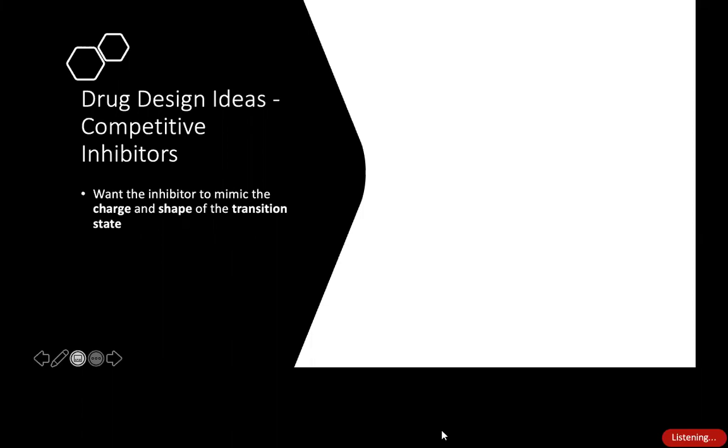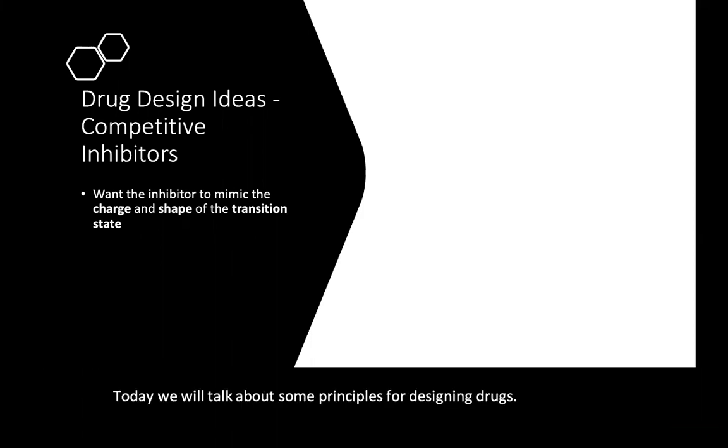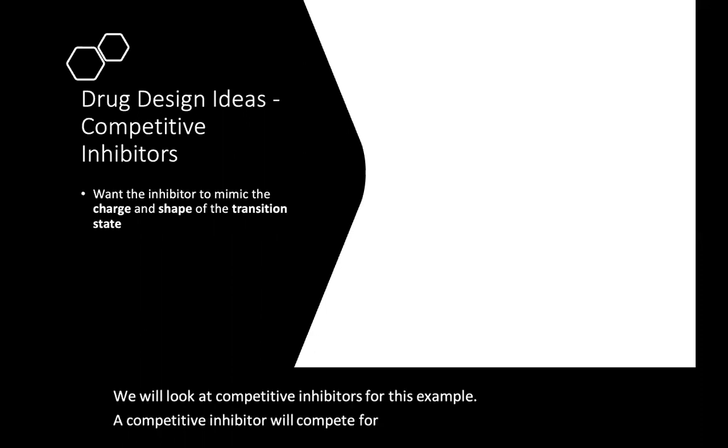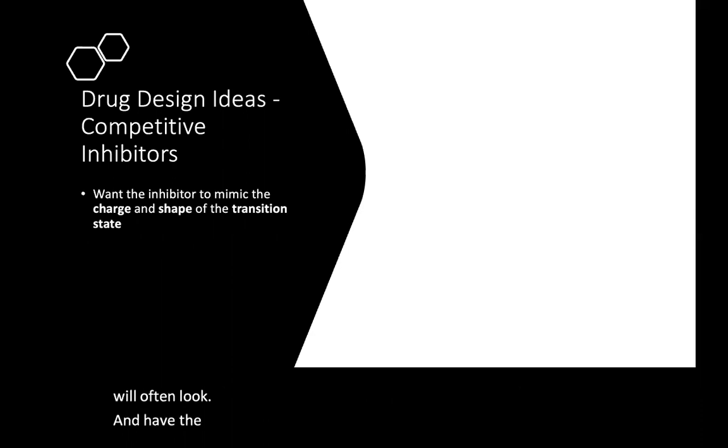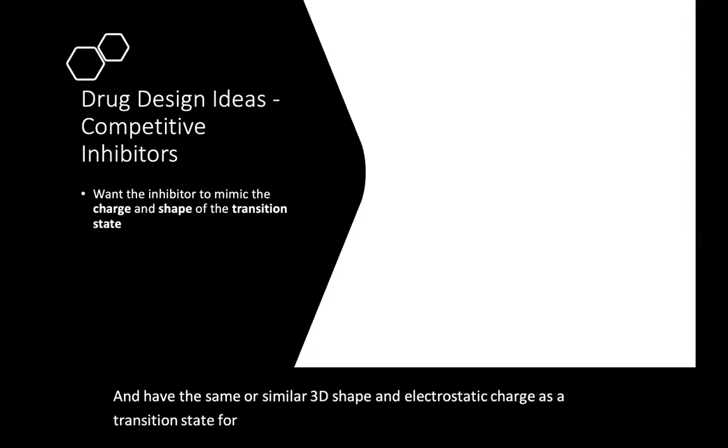Today, we will talk about some principles for designing drugs. We will look at competitive inhibitors for this example. Remember, a competitive inhibitor will compete for the same site as the substrate, so it will often have the same or similar 3D shape and electrostatic charge as a transition state for the reaction to take place.